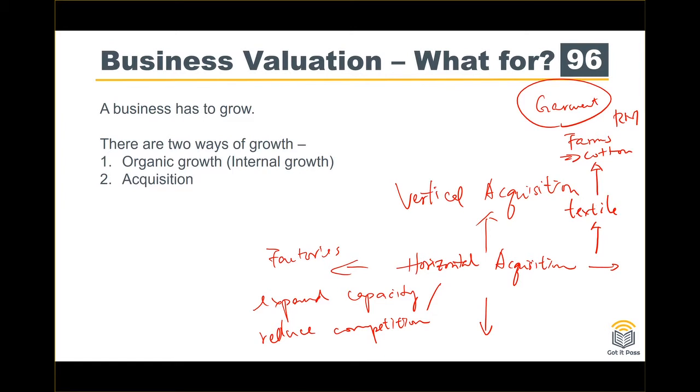And for vertical acquisition, it is to ensure your supply chain works or operates in a smoother way. For example, you acquire a textile company, or you acquire farms for the planting of cotton to ensure you have the raw materials to produce. Or you can go the other way: you buy a retail outlet to ensure your goods can be sold in the market. So the acquisition can be in at least two ways.